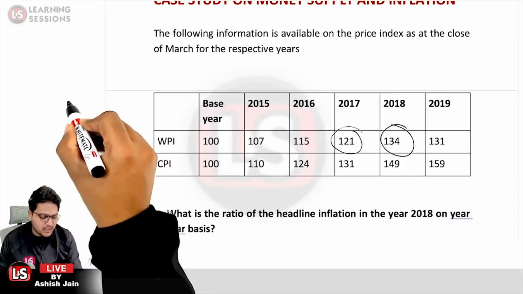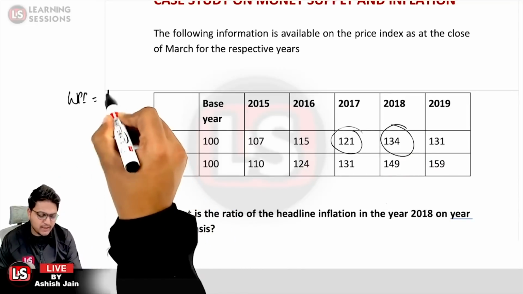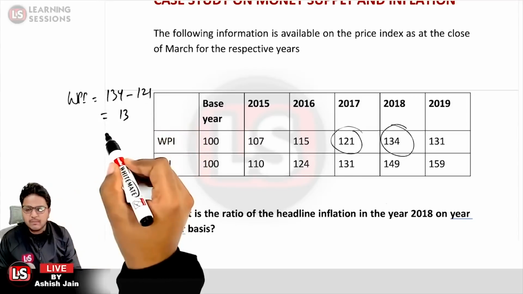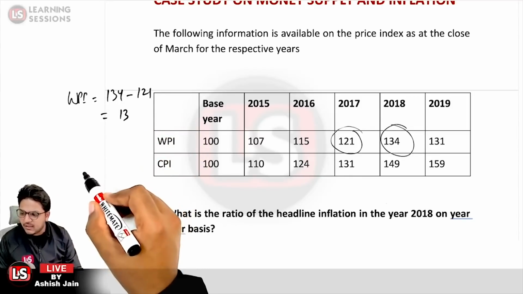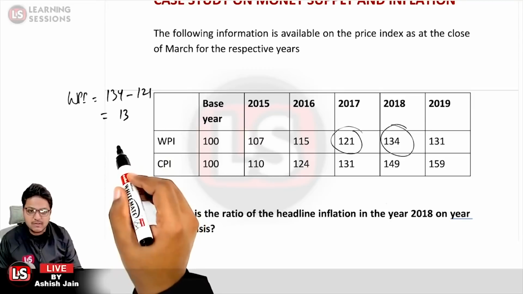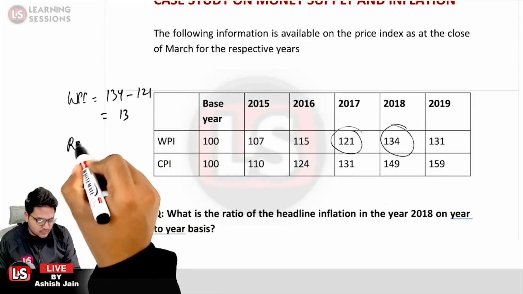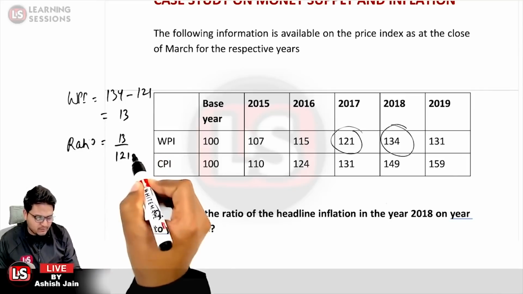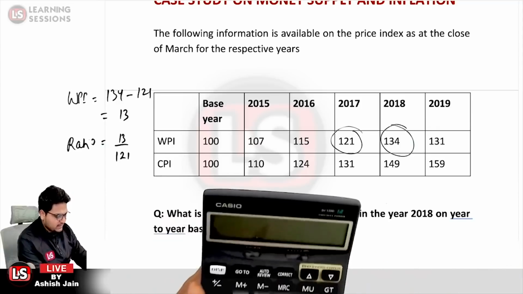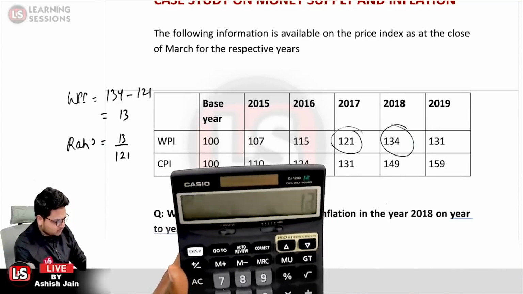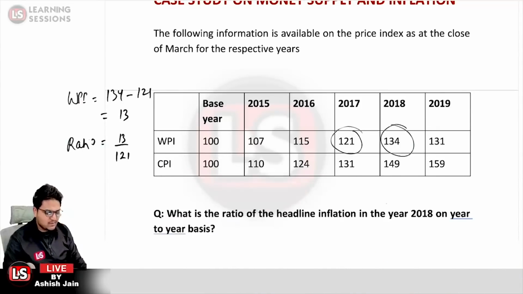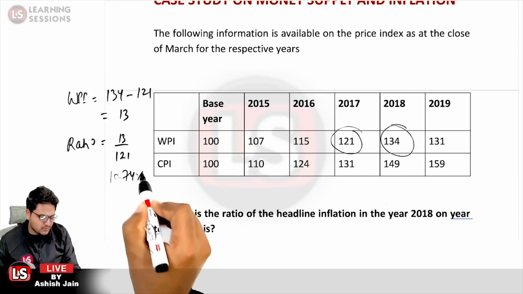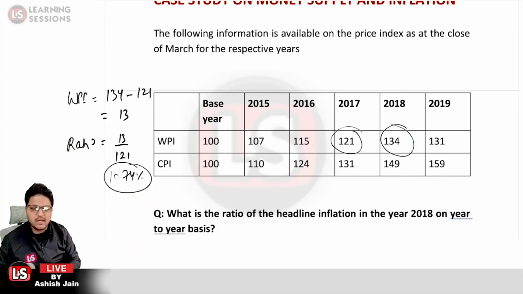So what will be the WPI? It will be 134 minus 121, that is equal to 13, and we'll be comparing it with the previous year's ratio itself. So what will be the ratio on a year to year basis? It will be 13 divided by 121, and that would be the answer. So 13 divided by 121, as a percentage, is 10.74%. So on a year on year basis, it is 10.74% for the year 2018 over here.